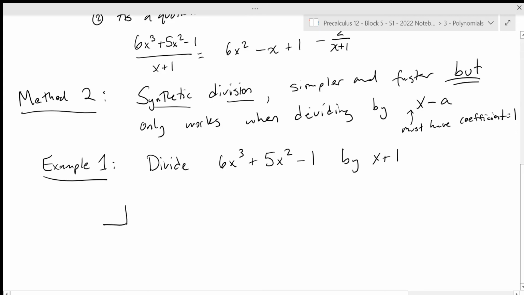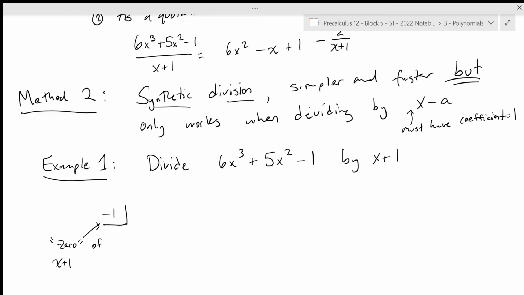Okay, so what we're going to do is draw a little box over here in the corner. And in that box, we are going to write the thing that makes x plus 1 zero. So we're going to write minus 1. I'm just going to call this the zero of x plus 1. So it's actually the opposite thing that we're writing in there. We're not writing plus 1 even though it says x plus 1. So we're thinking of it as x minus a.